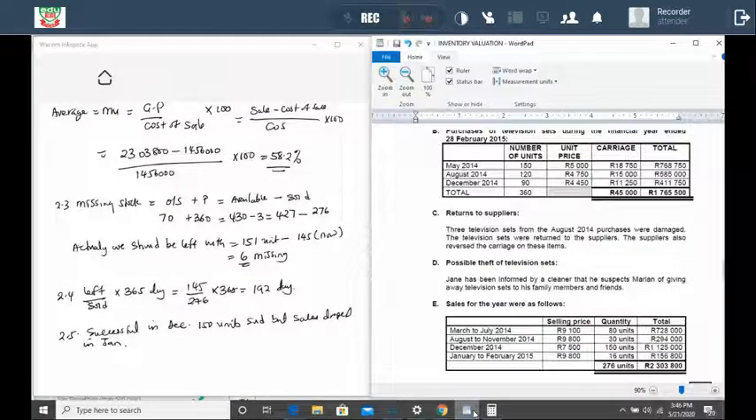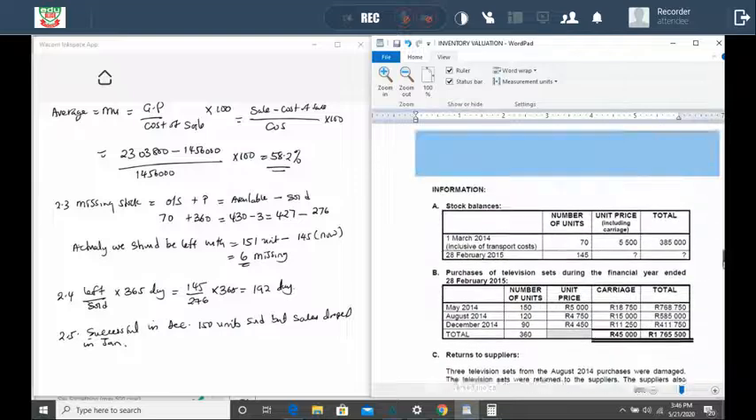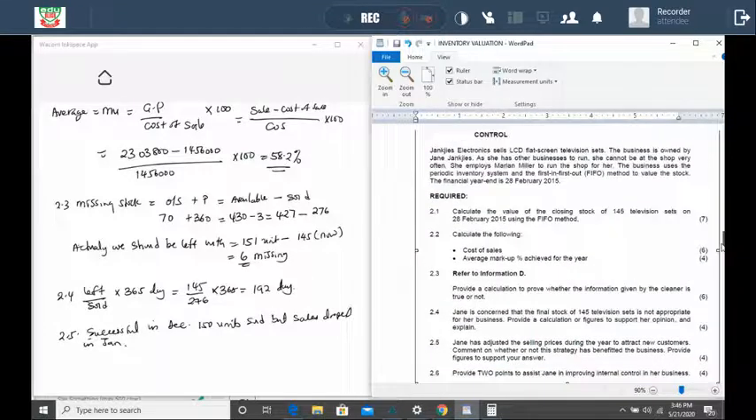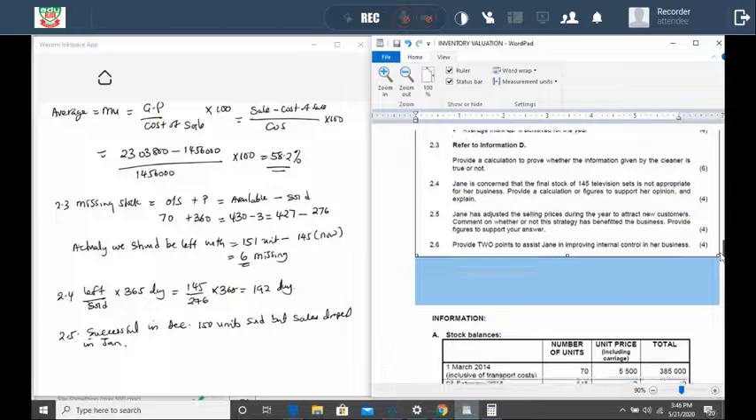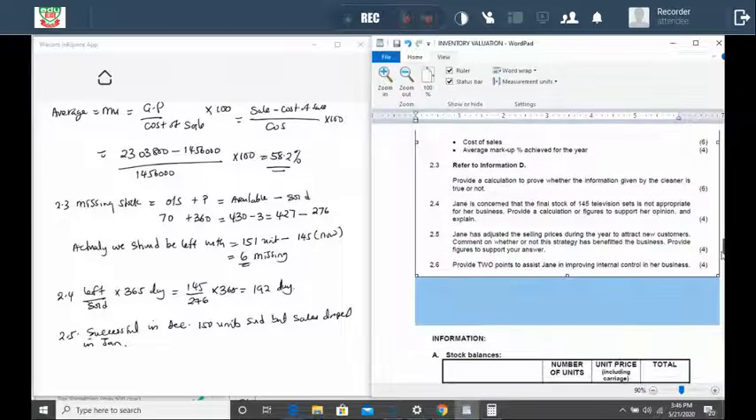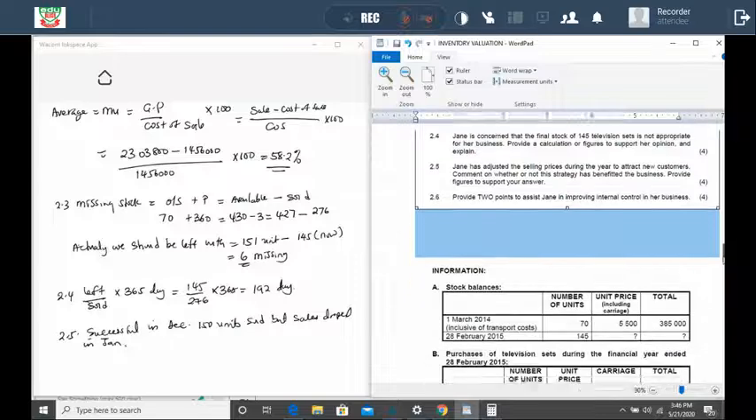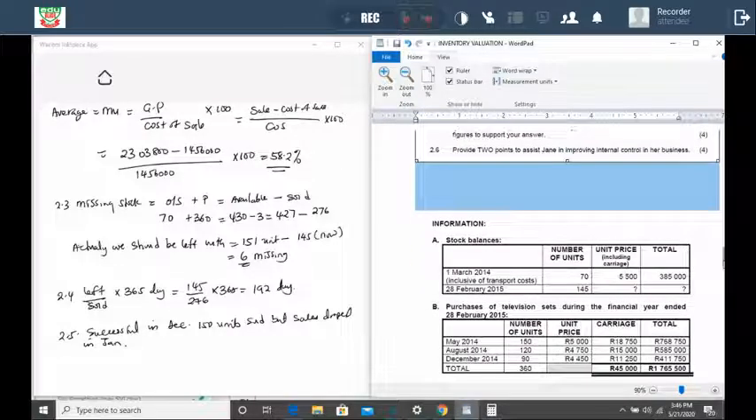Okay, now we have to go now to look at the next question. Jane has to provide 2 points to assist Jane for internal control. Now you look, they are stealing, stocks are missing.